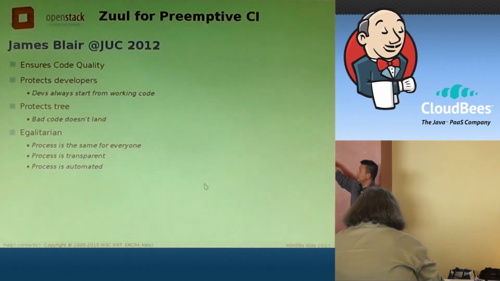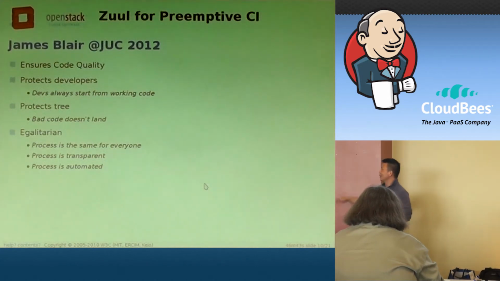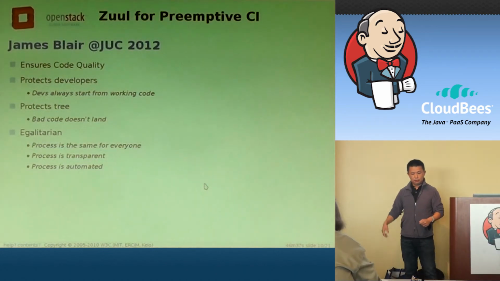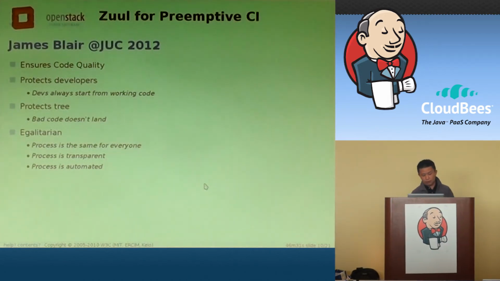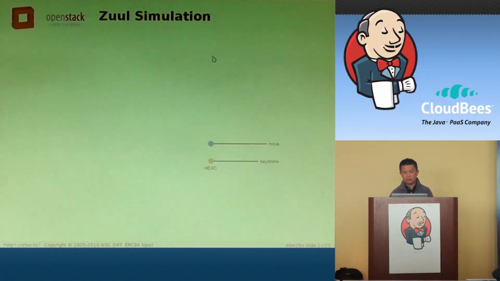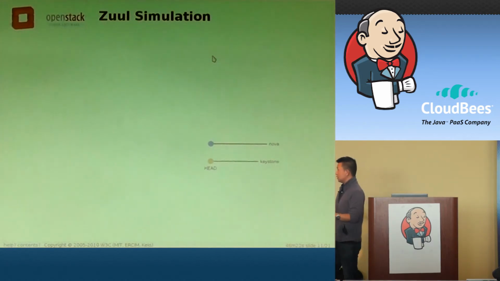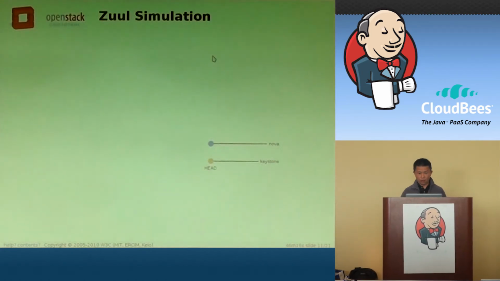James Blair gave a talk at the last Jenkins conference about Zuul, and that could be an entire talk in itself. But basically, that's what it does. He's also been very instrumental in implementing the Gearman plugin. He did a lot of the work as well. To give you an idea of what Zuul does, I don't want to go through his whole talk, but I'll give you an idea of why our Jenkins server was getting overloaded.